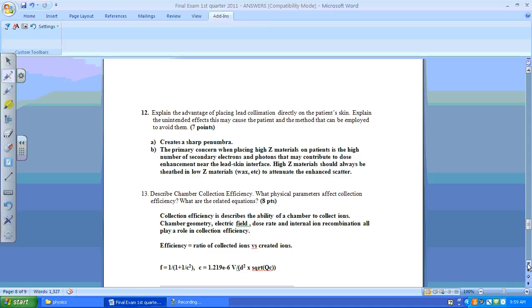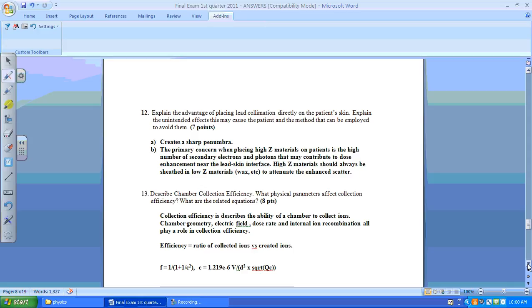The advantage of placing lead right on the skin is that it creates a very sharp penumbra. The penumbra is not that great for electron therapy, and especially as you go further away, the electrons scatter more laterally, and it makes the penumbra worse. So when we have extended SSDs, we often use lead on the skin to create that sharp penumbra.